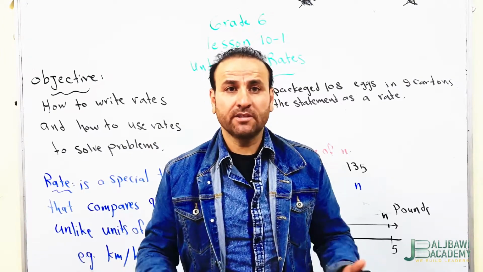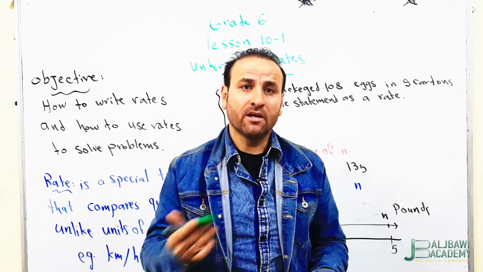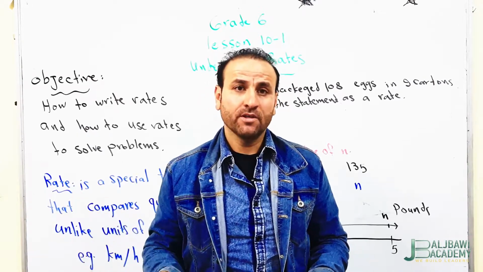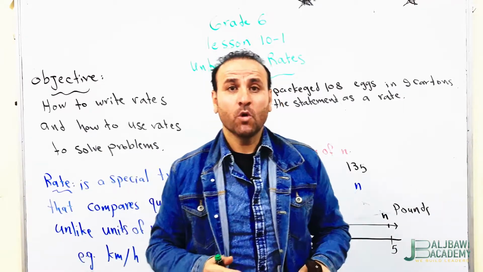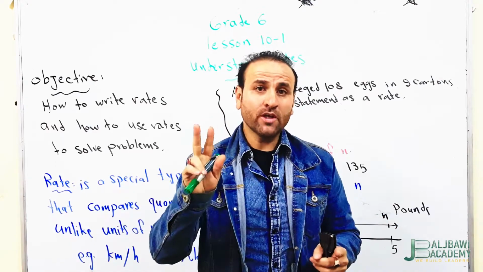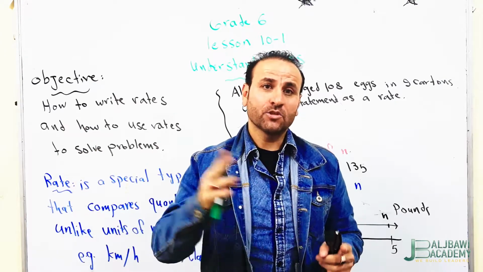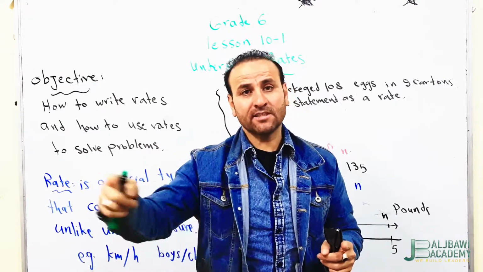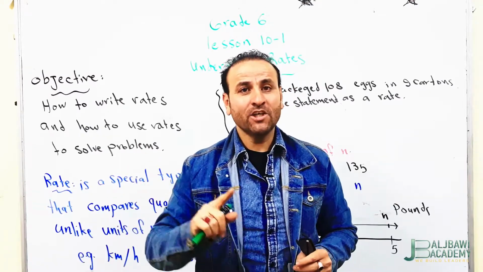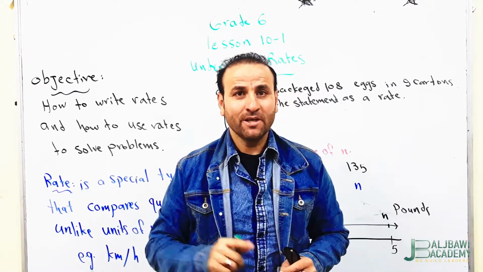What's your rate of speed? What's your speed? That's the rate. How many kilometers per hour? If your rate of speed is, let's say, 700 kilometers in 5 hours. So from these two examples, we understand that in rates, we are comparing two quantities of different units of measure. Kilometers and hours, so they are different. Kilometers for distance, and hours for time.